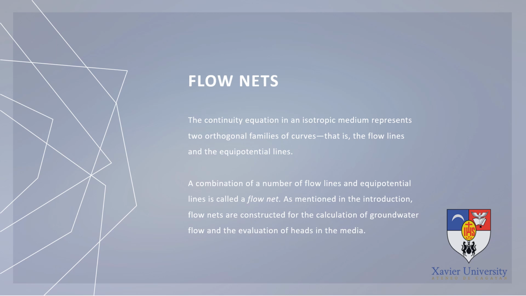So the continuity equation in an isotropic medium represents two orthogonal families of curves, that is the flow lines and the equipotential lines. So these flow lines and equipotential lines make up our flow nets. So a combination of a number of flow lines and equipotential lines is called a flow net.